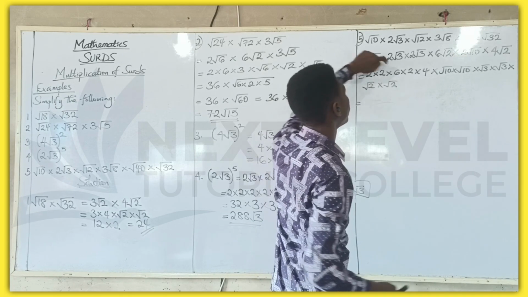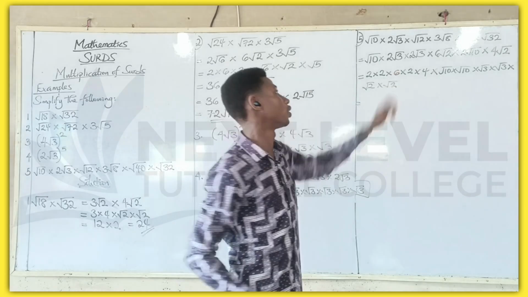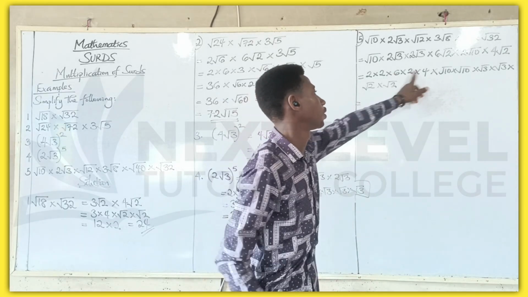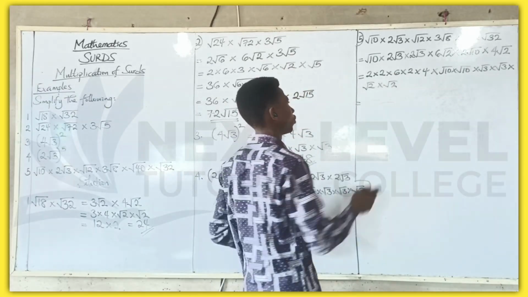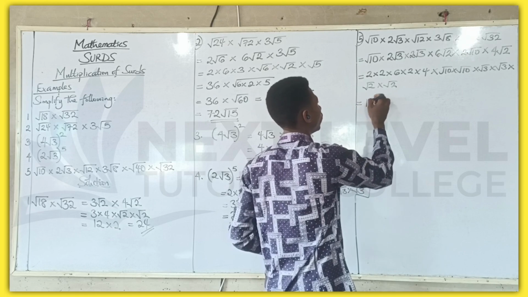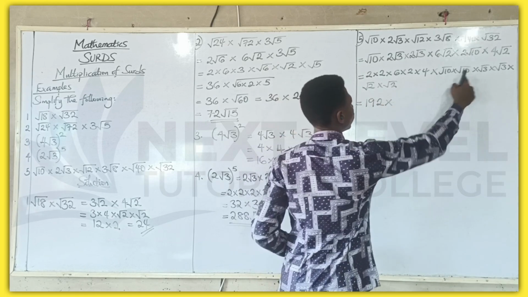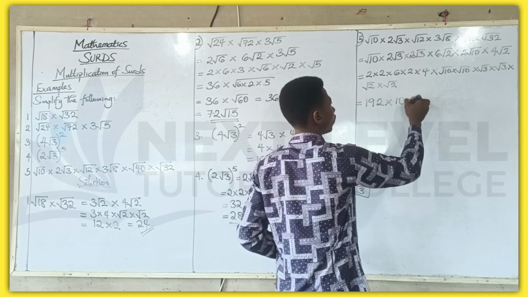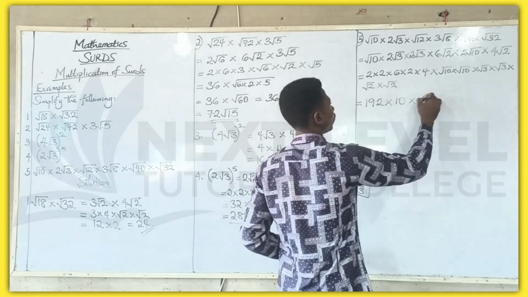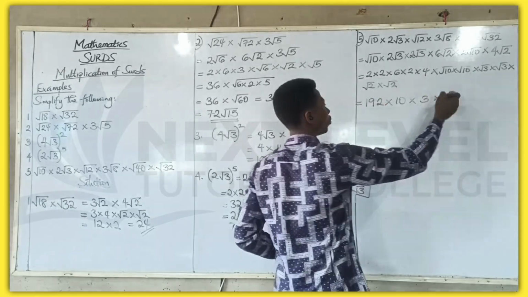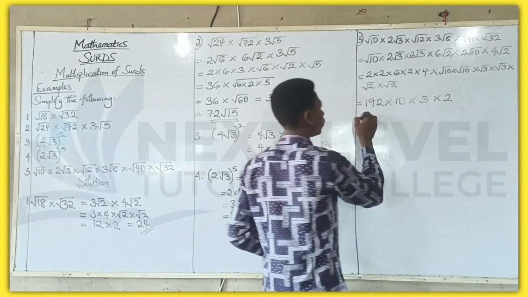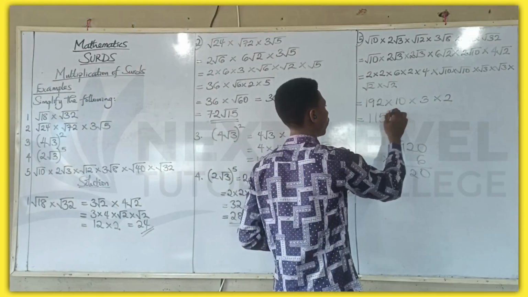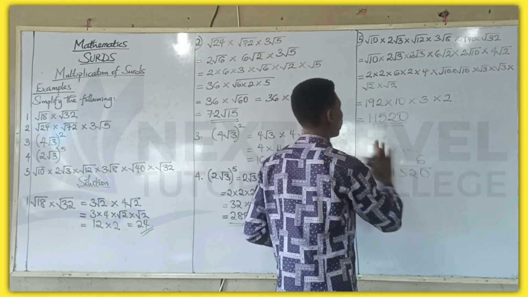So now, 2 times 2 is 4, 4 times 6 is 24, times 2, 48. 48 times 4 is 192. Root 10 times root 10 is 10, root 3 times root 3 is 3, root 2 times root 2 is 2. We multiply this: 11520. That is the answer.